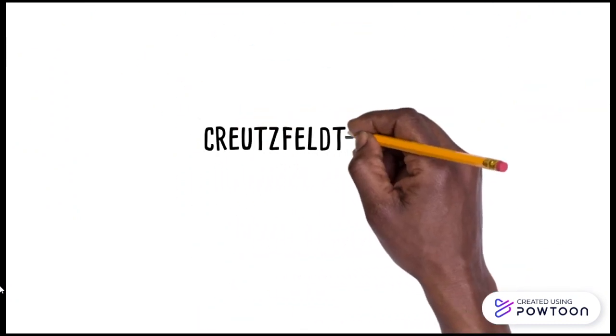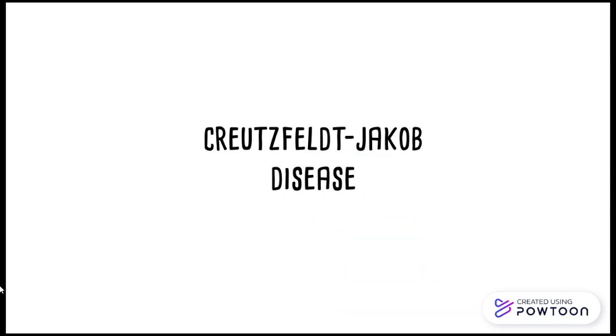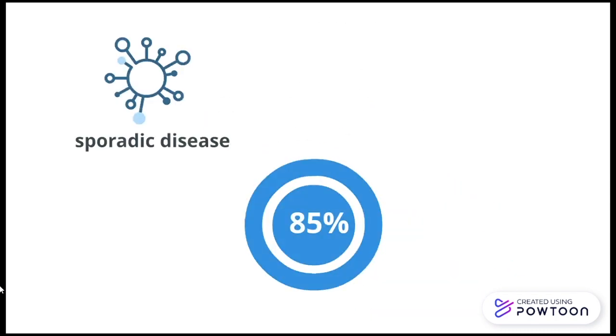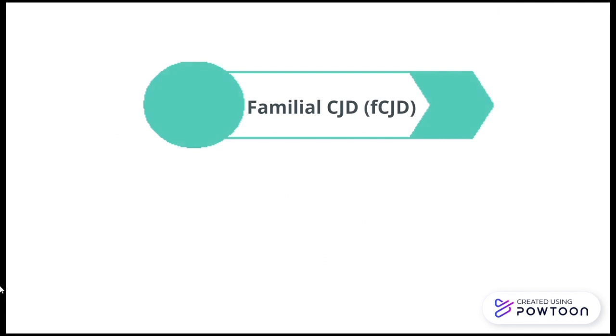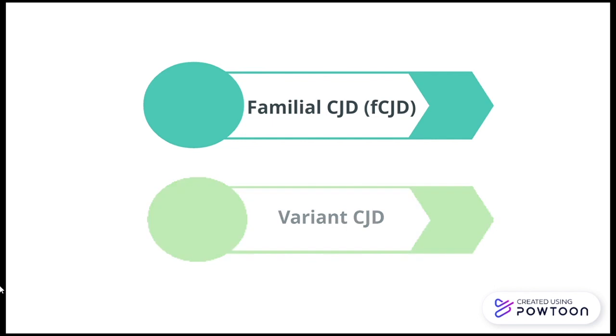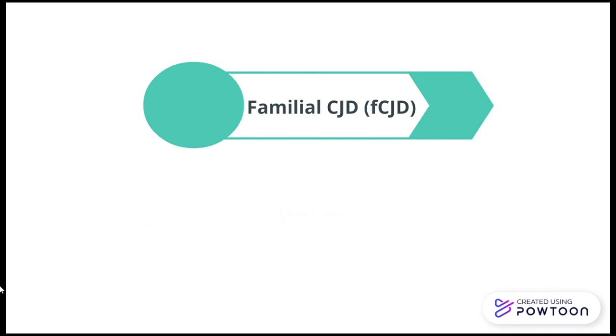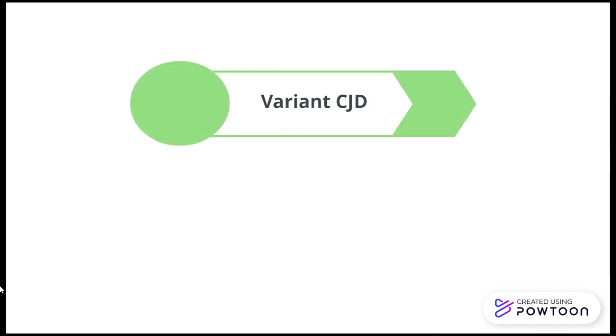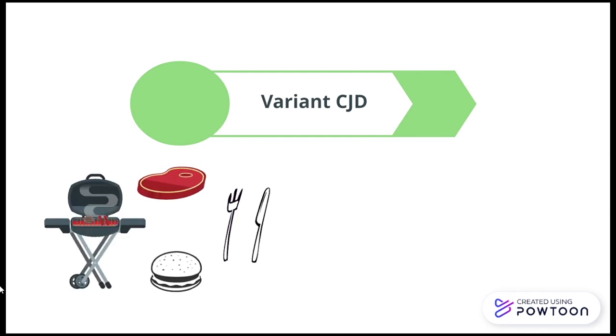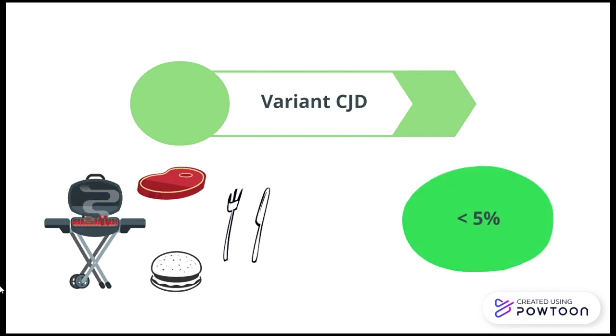The human variant, Creutzfeldt-Jakob disease, is a sporadic disease and makes up around 85% of the cases of the human variation of mad cow disease. The other forms are familial CJD, also known as fCJD, and variant CJD. Familial CJD is inherited from parents who carry the mutation on the prion protein gene. This makes up around 10 to 15% of cases. The third variation is called variant CJD and is acquired by consuming meat which is contaminated with mad cow disease. It is also linked to human cannibalism and makes up less than 5% of cases.